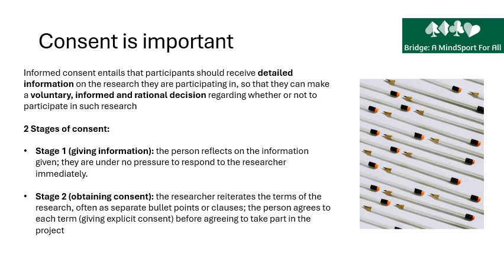Obtaining consent from your participants is very important. In the first stage of obtaining consent, you need to ensure that participants receive detailed information on the research they're participating in so that they can make a voluntary, informed, and rational decision on whether or not they wish to participate in the research. And in the second stage, you need to make sure that all parts of the consent document are completed so that there is a clear written record of their consent to participate.